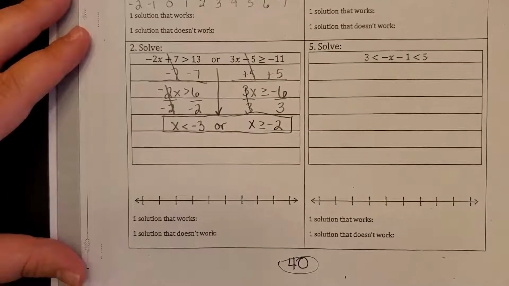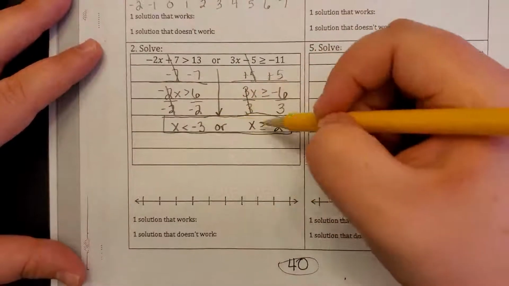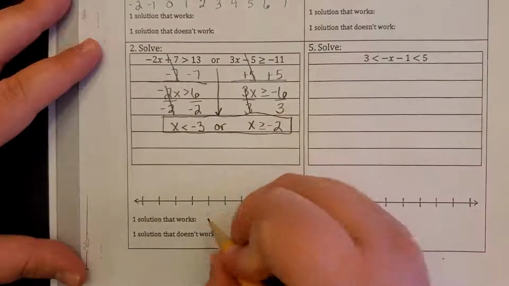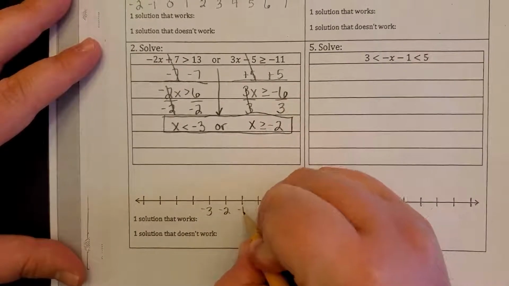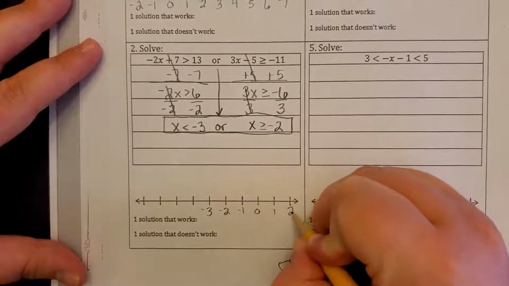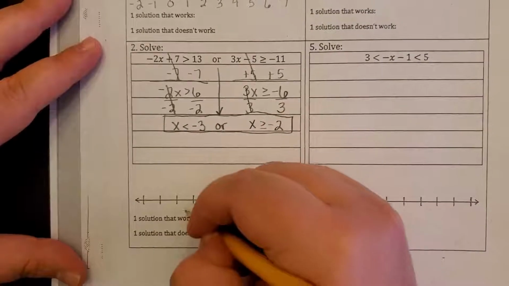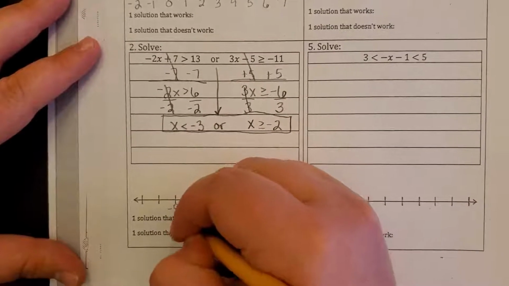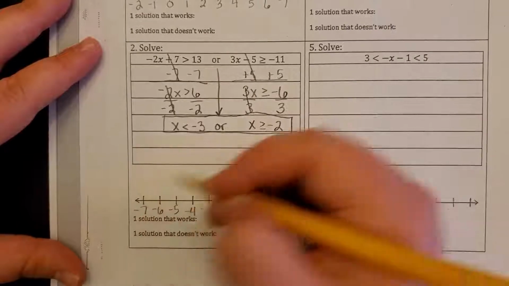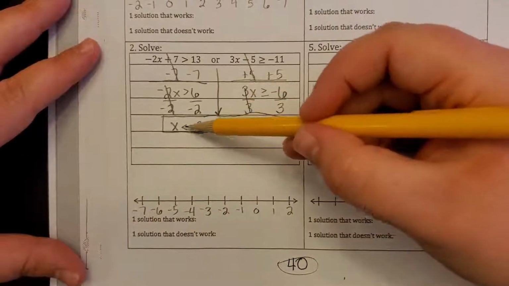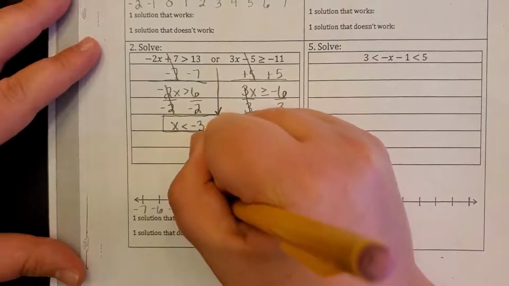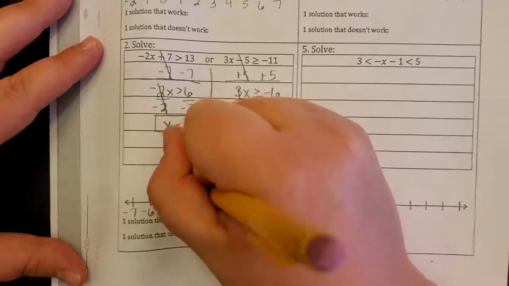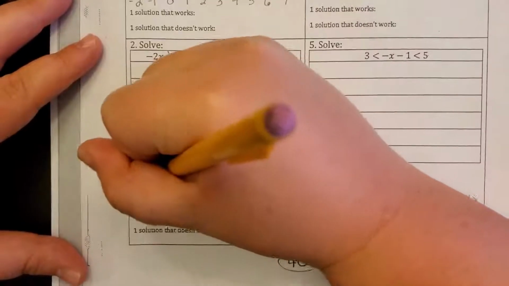When I go to graph, first of all, I need to make sure both of these numbers are on there. Again, they're right next to each other, so that's pretty easy to do. So negative 3, negative 2, negative 1, 0, 1, 2, and then go backwards: negative 3, negative 4, negative 5, negative 6, and negative 7. The first one does not have a line underneath, so that's an open dot on negative 3. The arrow points to the left, so I shade to the left.